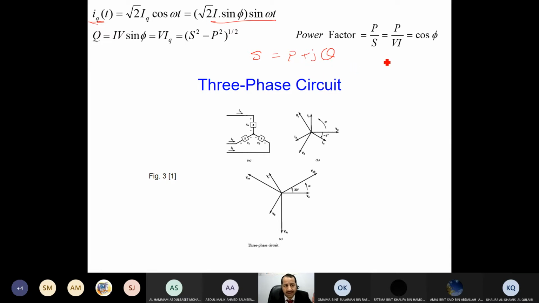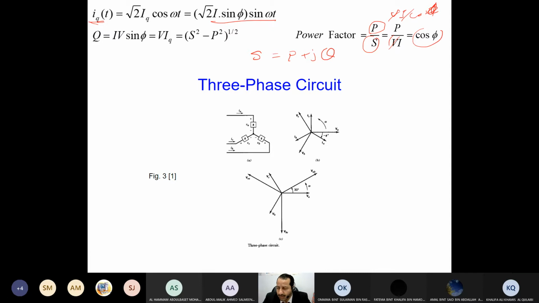Also, we defined power factor at that time to be P over S, which is simply cosine. Why? Because P is VI cosine theta, or phi, let me say. So cancel V with V and I with I, what is left? Cosine phi, power factor.